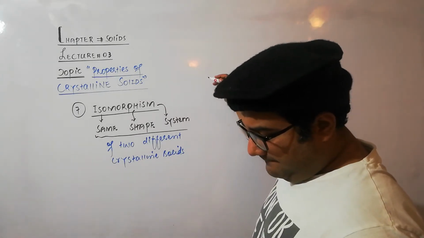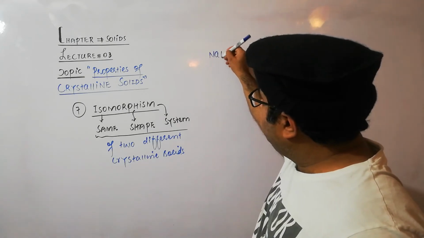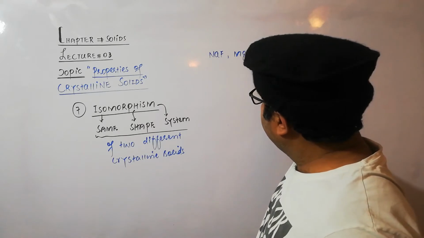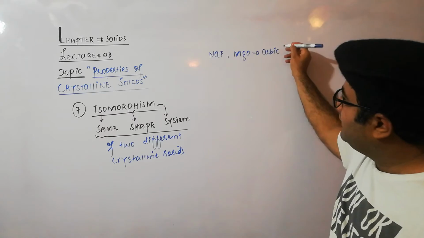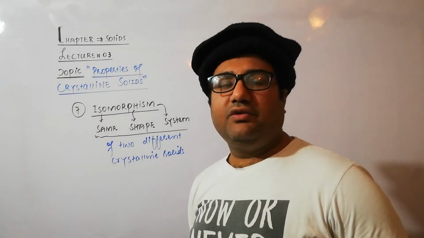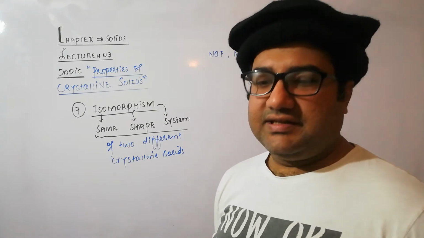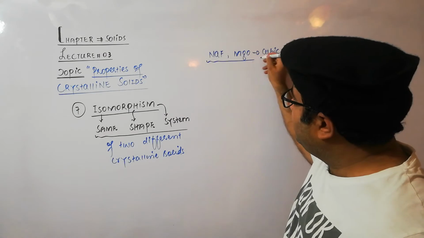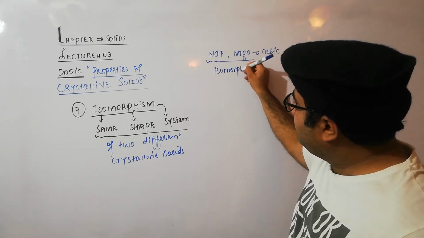like sodium fluoride and magnesium oxide. Both are cubic, both have cubic crystals. So these are two different crystalline solids, but they have the same crystal shape. This is called isomorphism, and these two are called the isomorphs of each other.